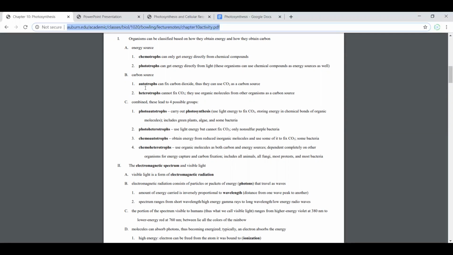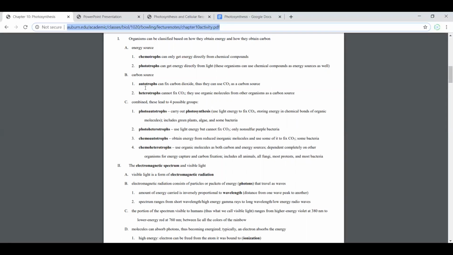So we are heterotrophs. Often, autotrophs are sessile, which means they cannot move, and heterotrophs are motile, which means they can move. The reason for this is that autotrophs have no need to move because they can just take in carbon dioxide from the atmosphere, but heterotrophs have to move around to catch their prey to eat.